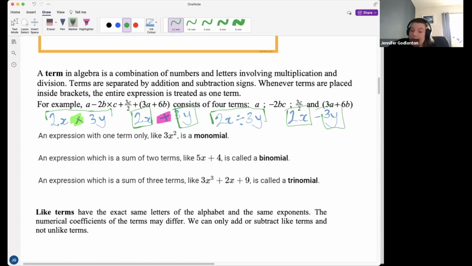Okay. The other thing that binds things together is brackets. Brackets act as if they're hugging everything together inside. That also makes things one term. So that's how we work out what terms we have. Let's do a quick test.